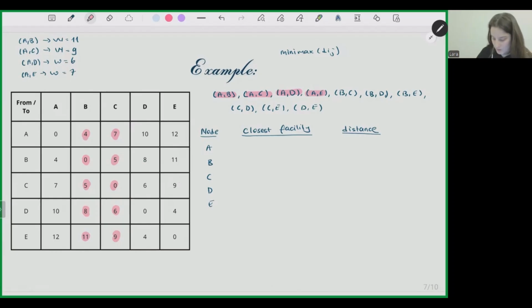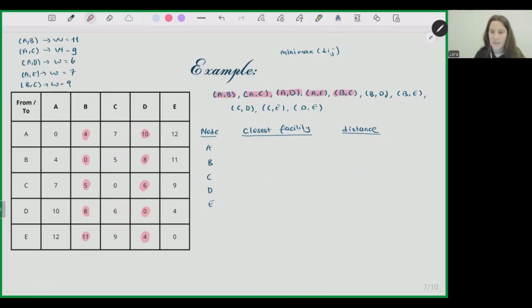On to the next set, which is B and C. So the closest facility to node A is going to be B with 4 units of distance. To B, it's going to be itself with 0 units of distance. To C, it's also going to be itself with 0 units of distance. To D, it's going to be C with 6 units of distance, and to E, it's going to be C with 9 units of distance. So W here is going to be 9. BC, which the W here is 9.